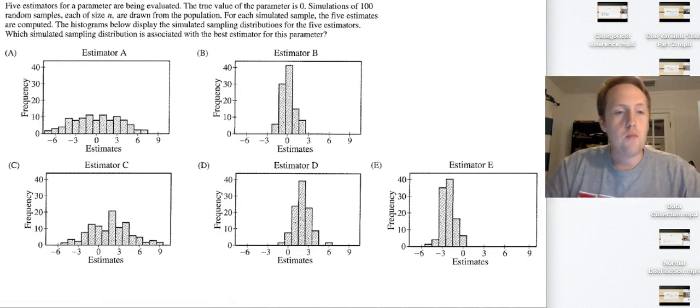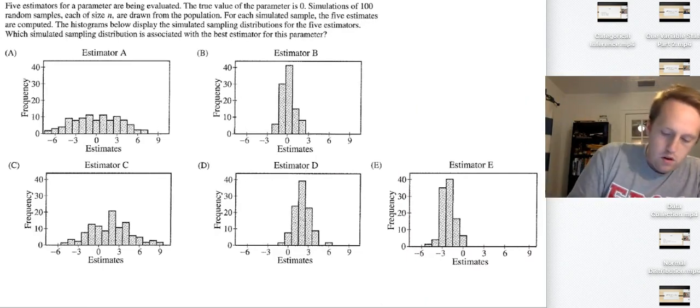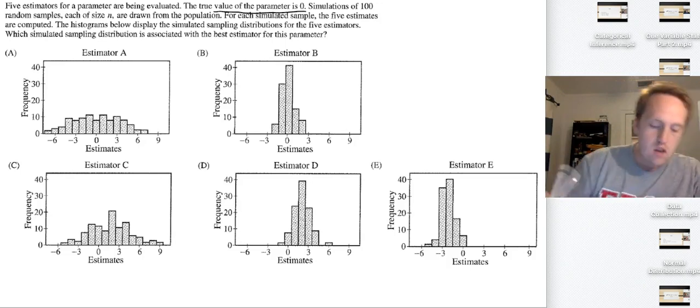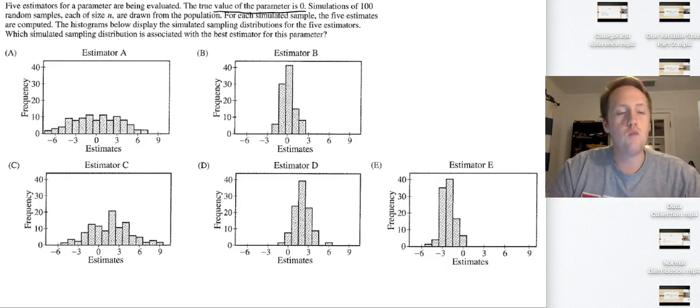Five estimators for a parameter are being evaluated. The true value of the parameter is 0. That seems important. Simulations of 100 random samples of each of size n are drawn from the population. For each simulated sample, the 5 estimates are computed. The histograms below display the simulated sampling distributions for the 5 estimators. Which simulated sampling distribution is associated with the best estimator for this parameter?